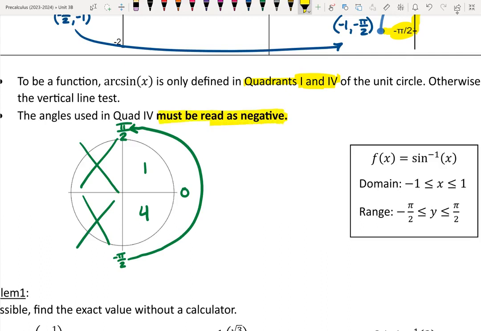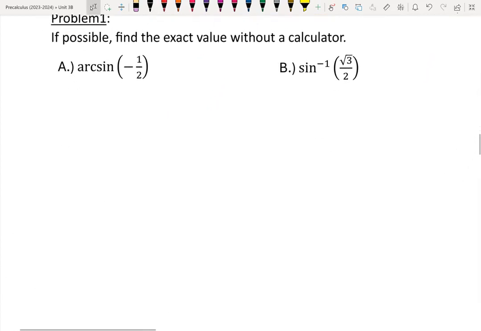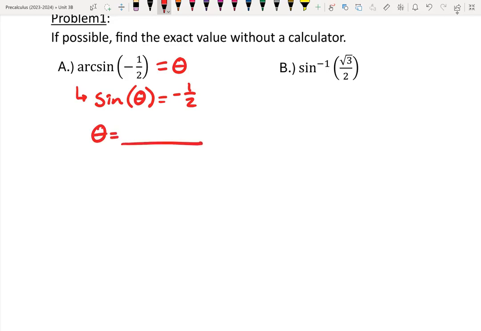So let's go ahead and look at a problem to see how that would pan out. Let's look at problem 1a. Arc sine of negative 1/2. Now remember, our inverse trig, our arc sine, allows us to find an angle theta. So this is equal to theta, an angle. And when I'm dealing with inverse, it helps me see this a little better: sine of what angle is equal to negative 1/2? So where does that happen? When does sine equal negative 1/2?